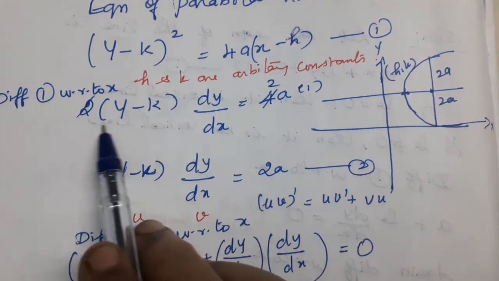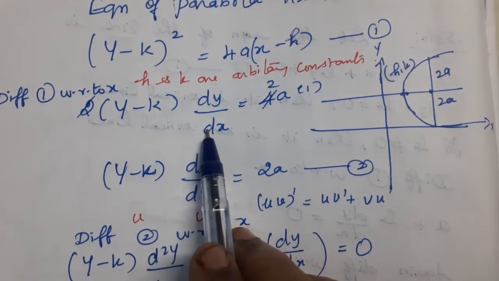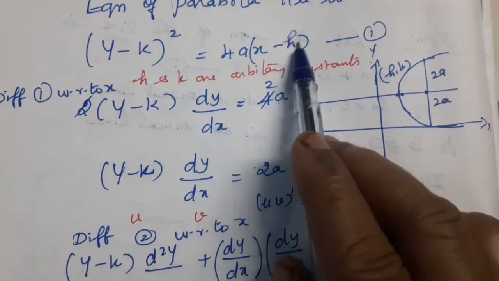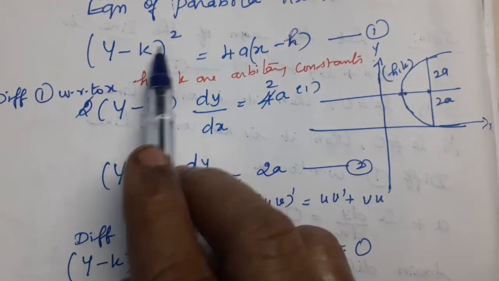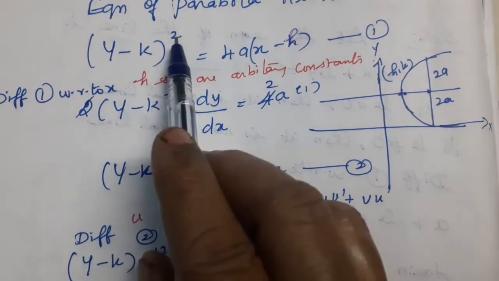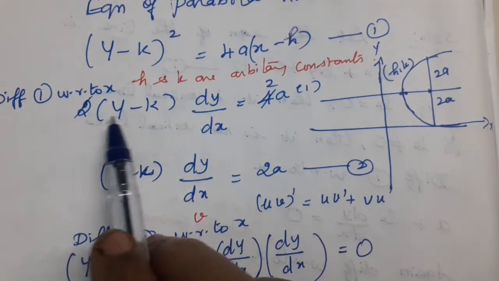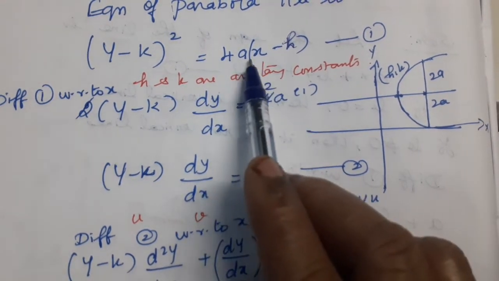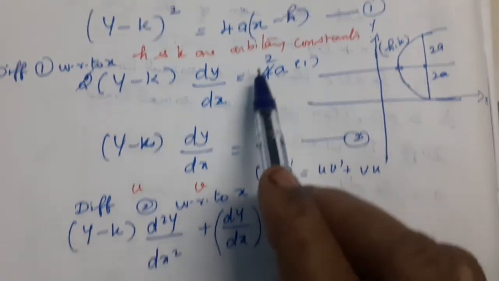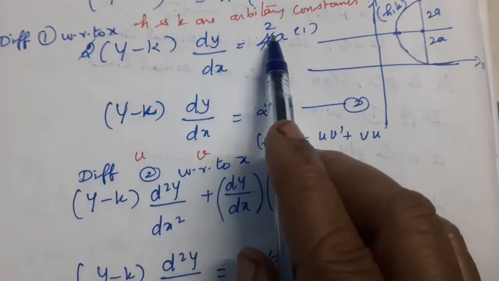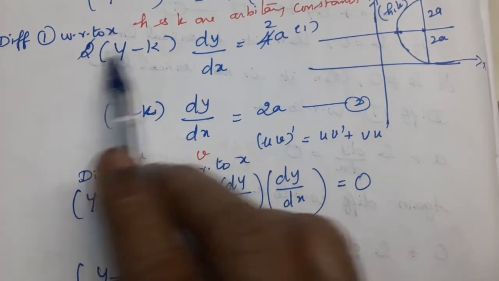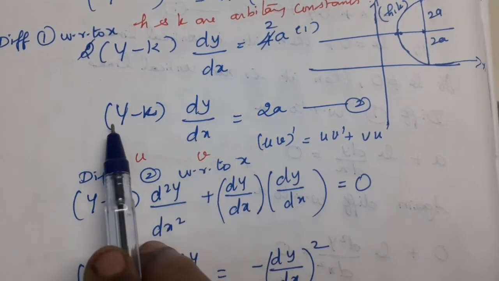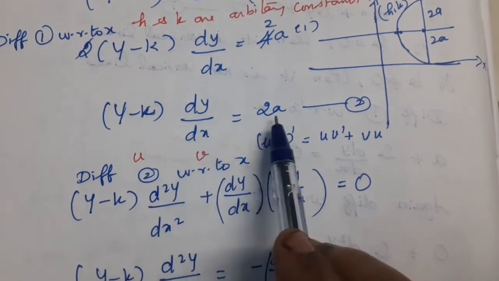So 2 into y minus k into dy by dx is equal to 4a. If you differentiate x it becomes 1. h and k are constants, so they become 0. Just as x square differentiated with respect to x becomes 2x, here 2 into y minus k dy by dx is equal to 4a, since x differentiates to 1. Cancel 2 on both sides. What happened? y minus k into dy by dx equals 2a.